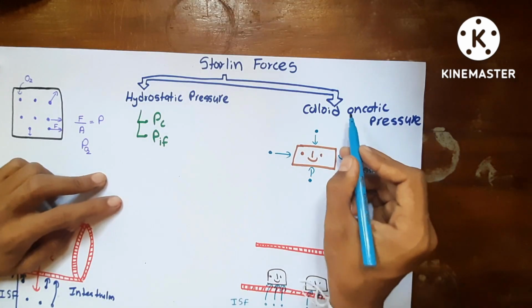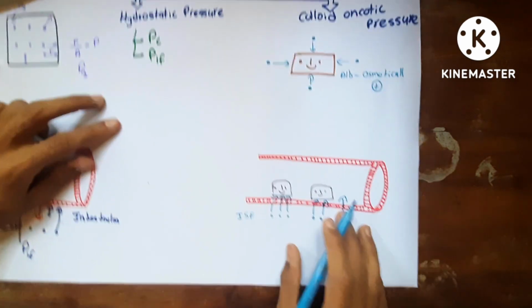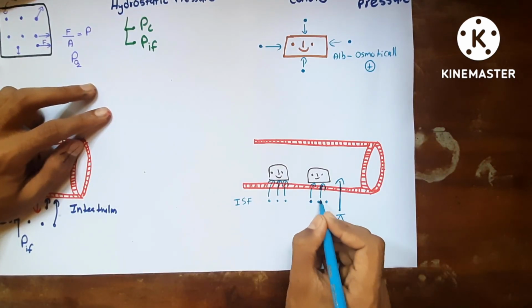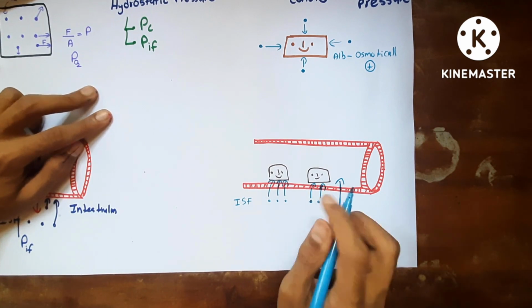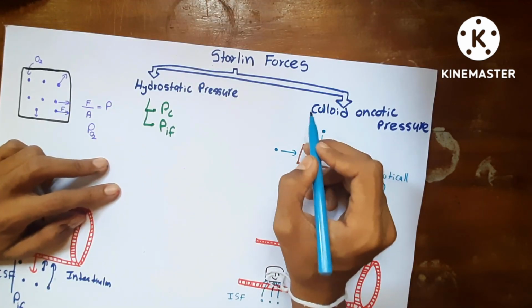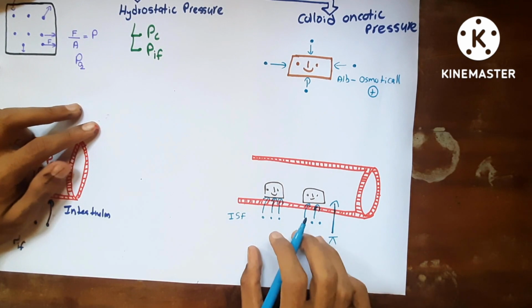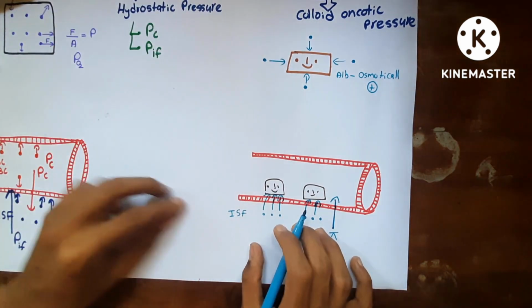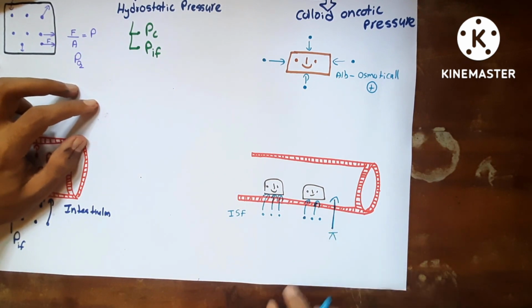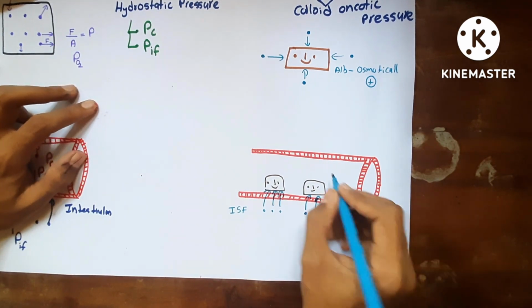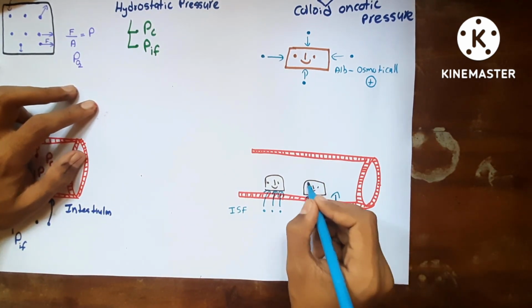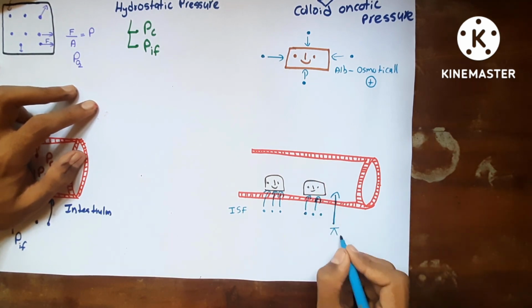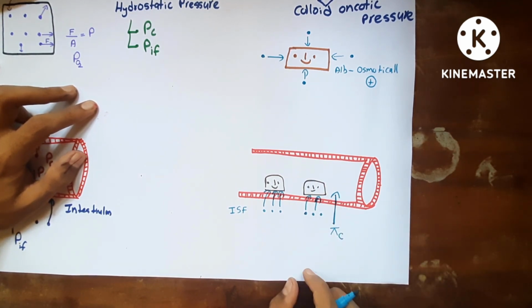Why is it termed osmotic or oncotic? Osmotic means this occurs due to osmotically active albumin. And why is it termed colloid? Colloid is mainly the albumin. Therefore, this force is mainly created by your albumin molecules. Okay, this is colloid osmotic pressure. It occurs in the capillary because the albumin is present in the capillary. Therefore, this is the capillary colloid oncotic pressure.